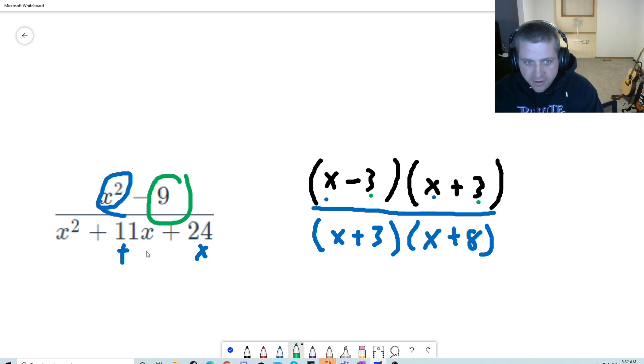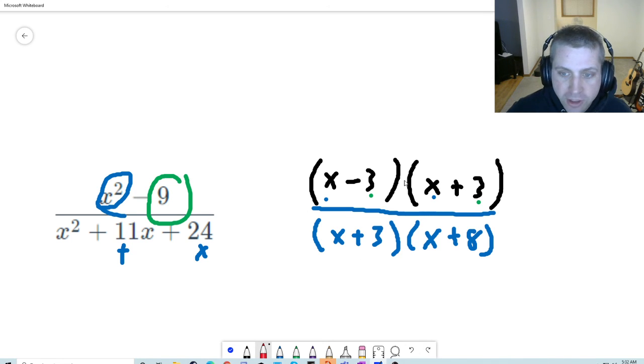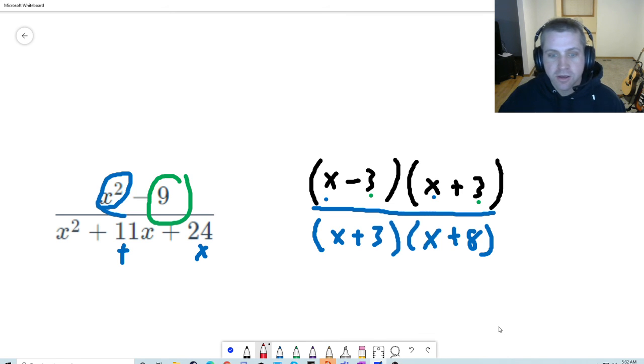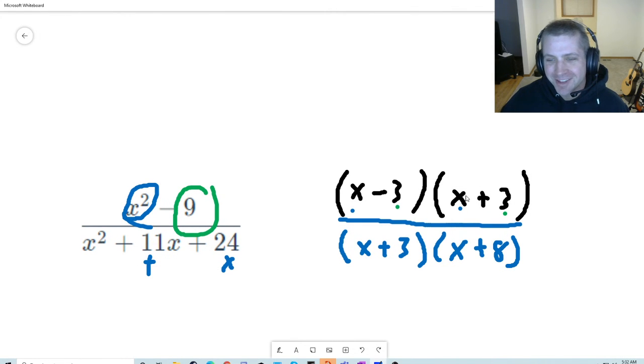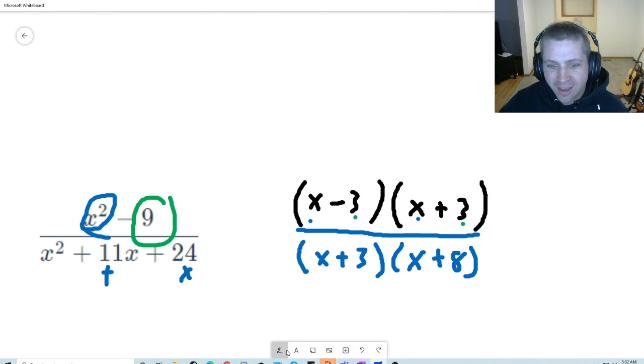I have it factored. Now I can actually start getting rid of stuff. But you can only get rid of something if it's in both the top and bottom, and if it's the exact same. And you cannot break up parentheses. Parentheses are like married couples. You can't break them up. The only way to get a divorce is factor. You got to multiply.